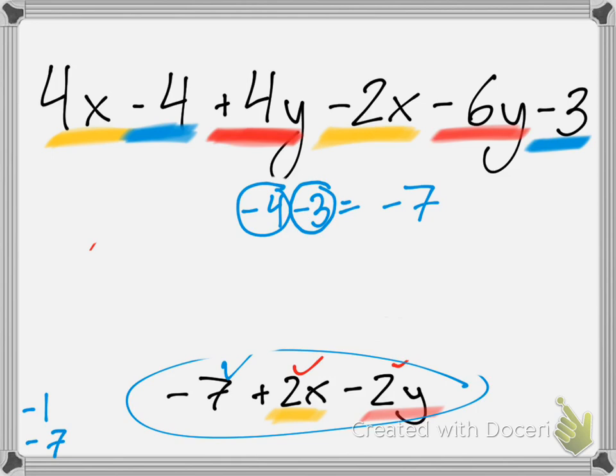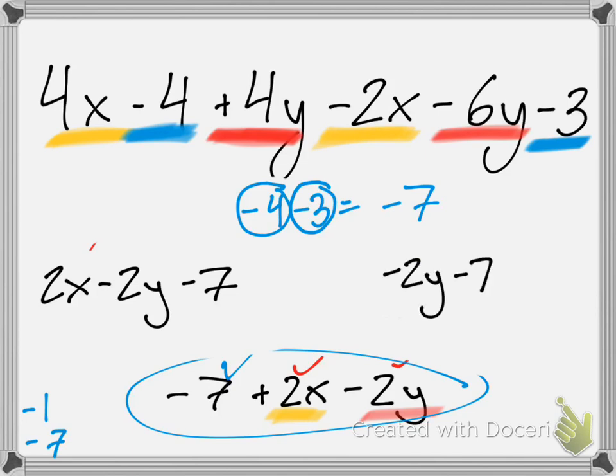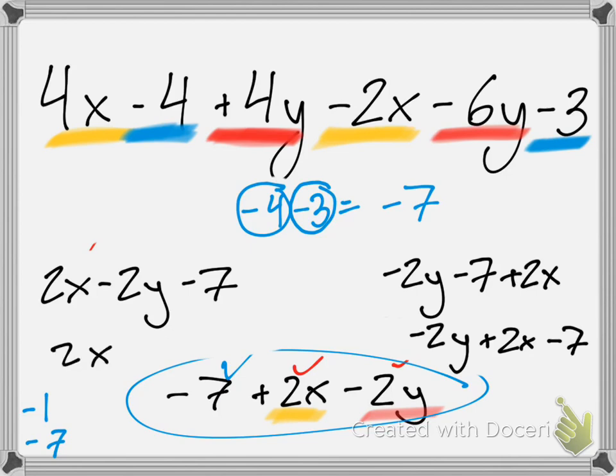So another way to write this would be 2x minus 2y minus 7. That's the way I tend to like to write it, because you want to write it x, y, and then our number or whatever. But it could also be written as negative 2y minus 7 plus 2x. It could be written as negative 2y plus 2x minus 7. It could be written as 2x minus 7 minus 2y. All of those are the same thing because they all contain the same numbers and the same matching operations.